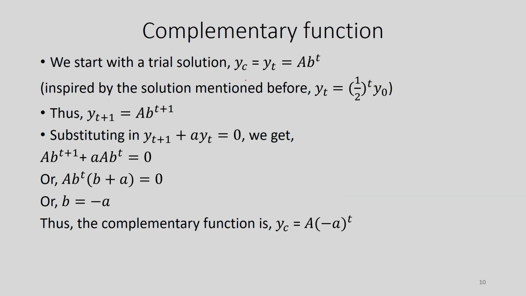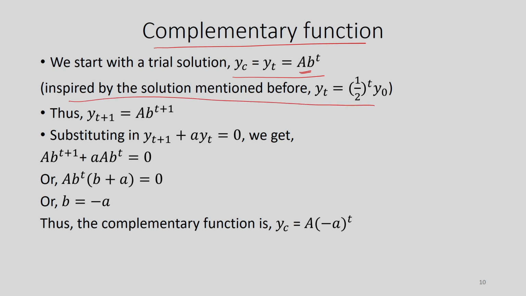We start with a trial solution. So, we are trying to find the complementary function of this equation. We try a solution of this form, A b to the power t, where A and b are constants. Now, why did we take this particular form? This is basically coming from the solution that we have just done.